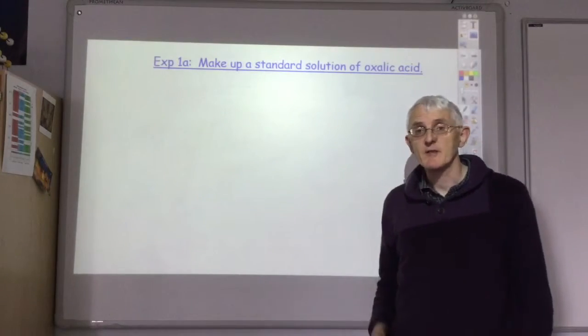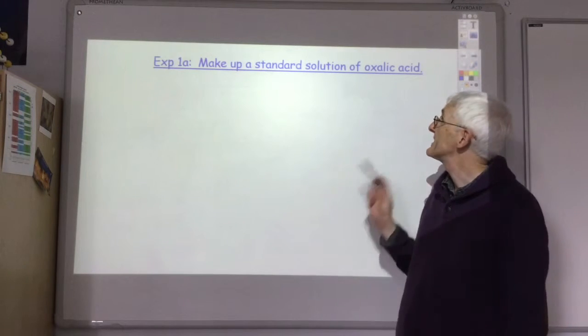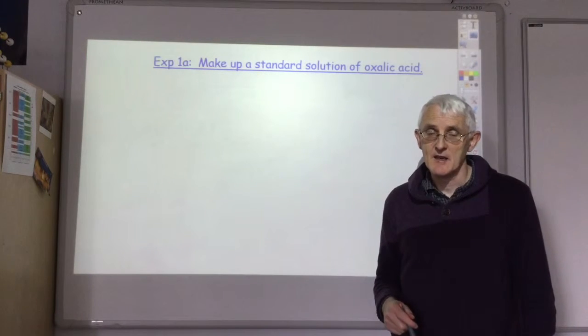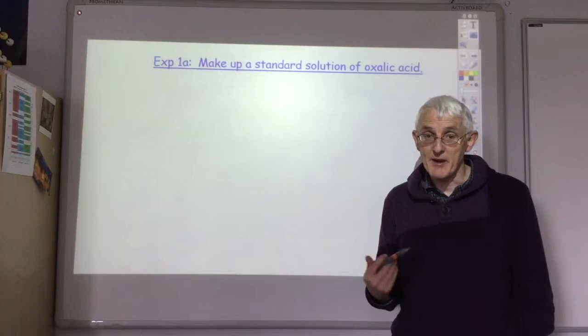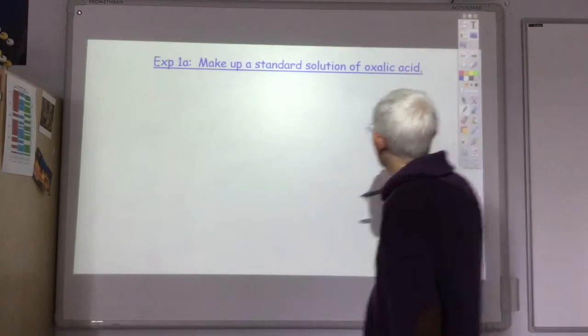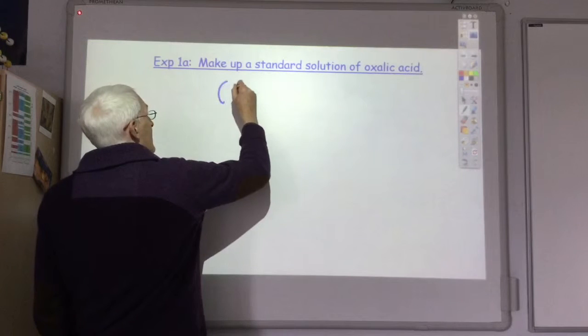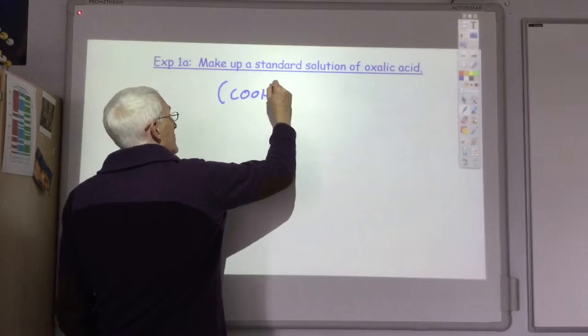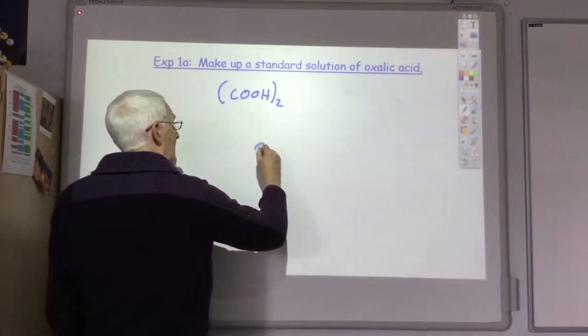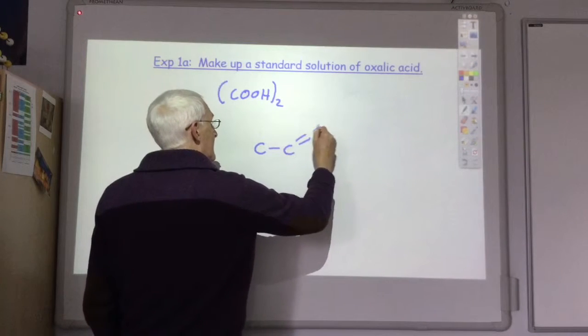So in the first part of the experiment, we're going to make up a standard solution of oxalic acid. Now, oxalic acid is a primary standard. It has the formula (COOH)2, and it looks like this.